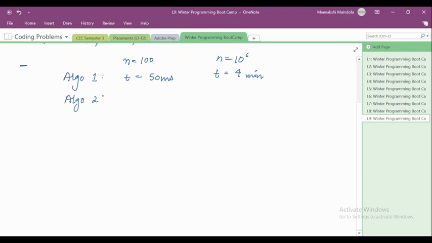There is a question that I am going to put up to you next, which you can answer. Let us say there is this other algorithm, algorithm 2. For n equal to 100, it is going to take 5 milliseconds, while for n equal to 10 to the power 6, it is going to take 10 minutes, right? So the question I am going to put up to you now is, which algorithm do you think is better?